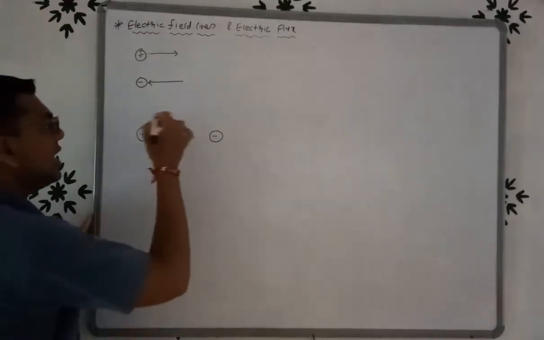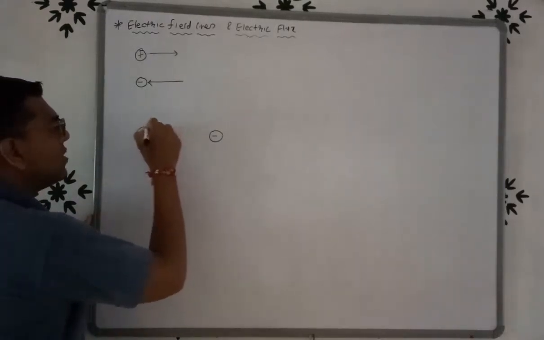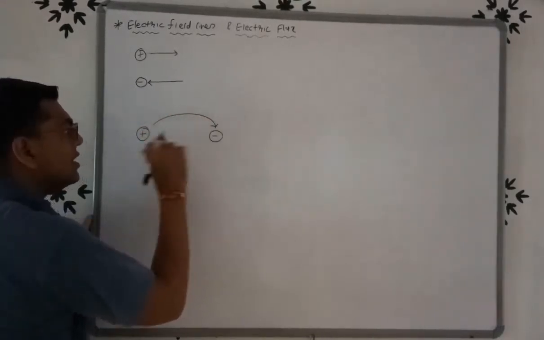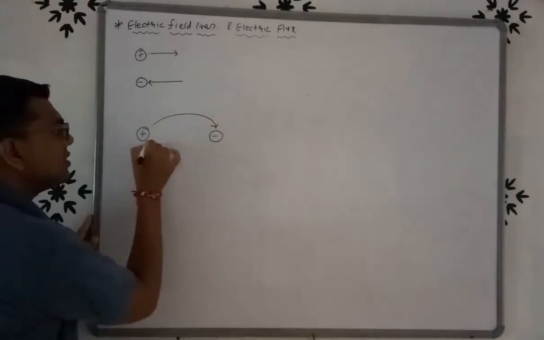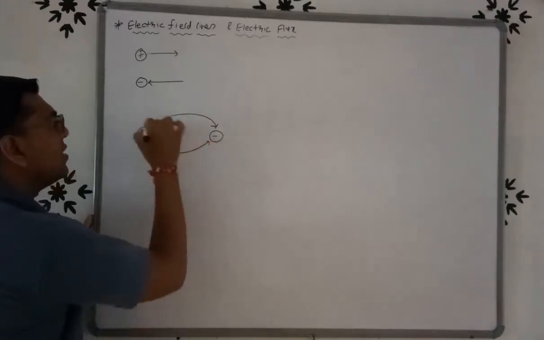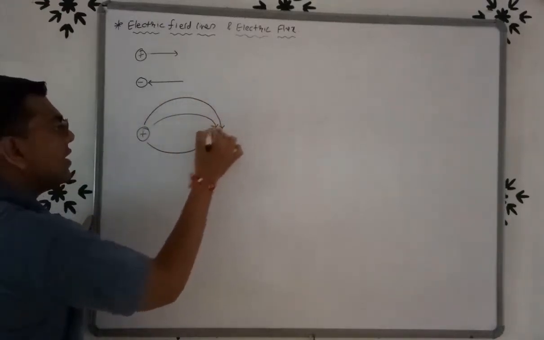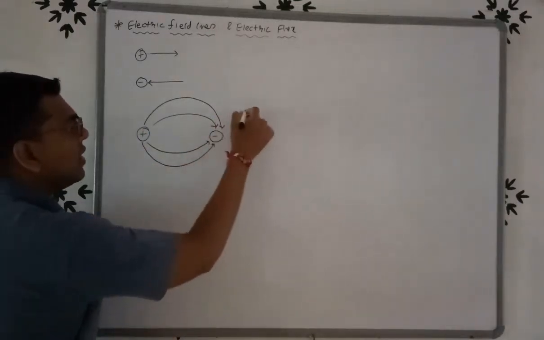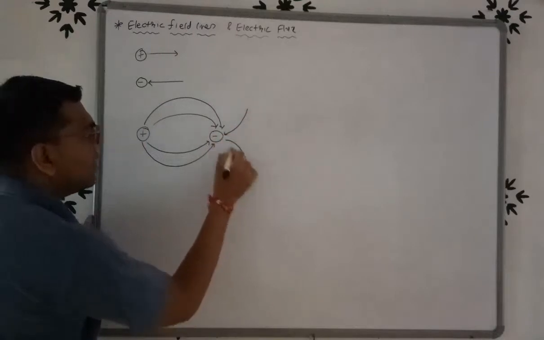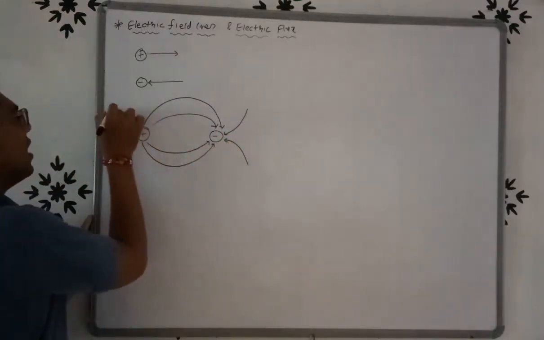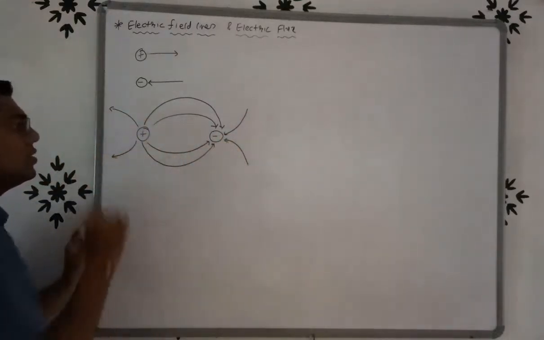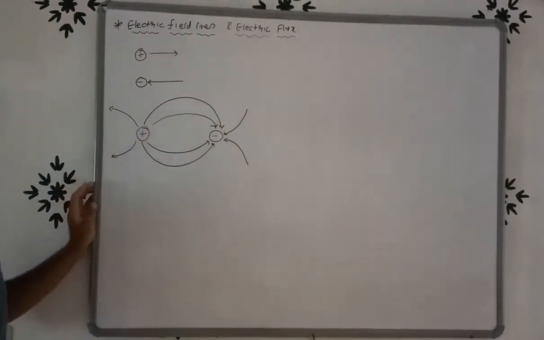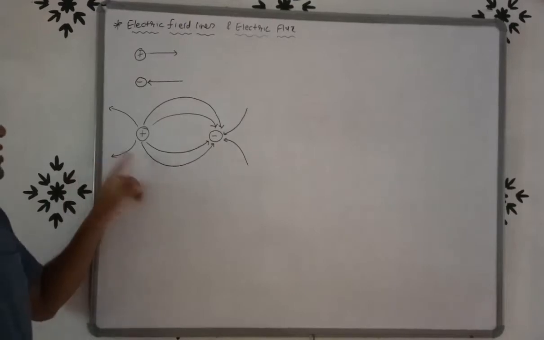So the field lines are like this, from positive outward and negative inward. Like this, positive outward, negative inward, same, again positive outward, negative inward. So this is the field lines for positive and negative charges.